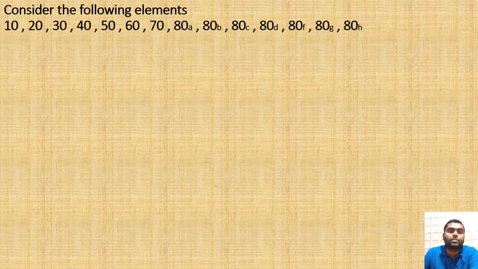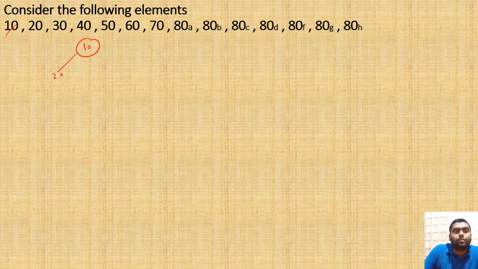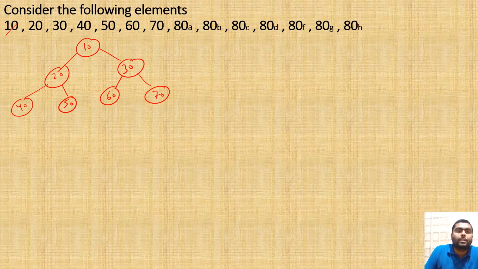So I hope that this is clear to you. So consider the following elements. The elements will be in this order. So let me draw it quickly. We are doing all the things with build heap only. 10, 20, then 30, 40, 50, then 60 and 70, and then 80. There are many copies of 80, labelled a, b, c like this for differentiation purposes, but the values are the same.